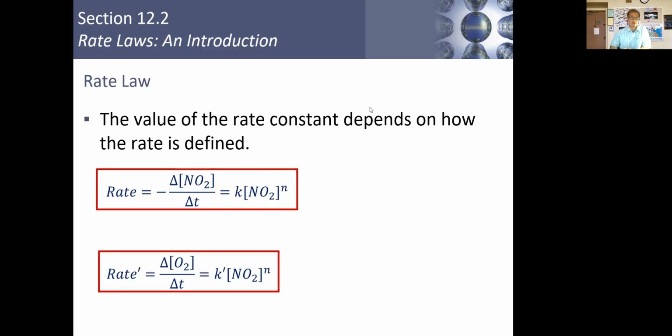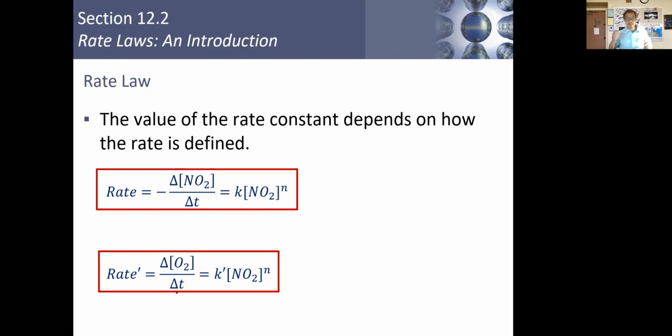Okay, so with that said, when we establish the rates here, what we have is the rate of consumption for nitrogen dioxide over time. So we can write that as K times the concentration to the N. Typically, what we would do is look at the reactants only. We will only consider the concentration of the reactants.